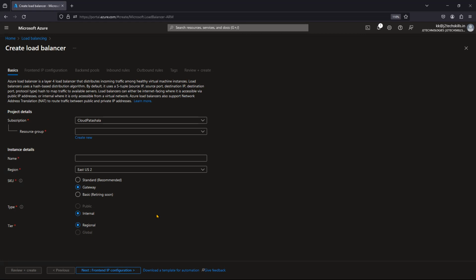And as well as outbound NATing, it's not supported in basic, and standard supports outbound NATing also. Inbound and outbound NAT are available. Those things are supported only in standard, but basic won't support them.